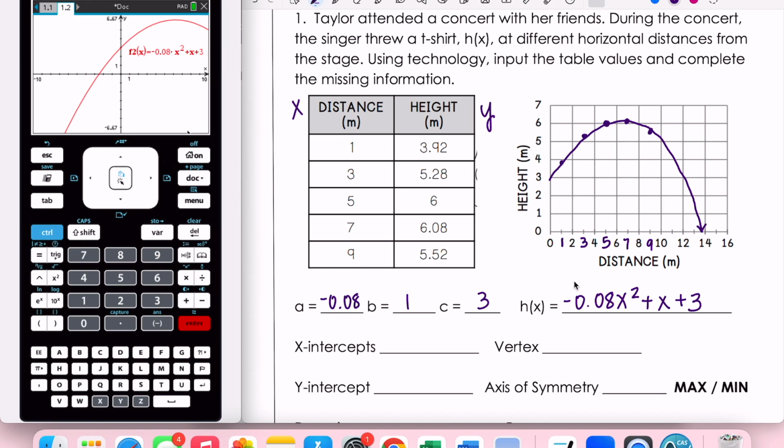Now, I cannot see the full shape of my graph, so I'm going to zoom out by pressing menu 4.